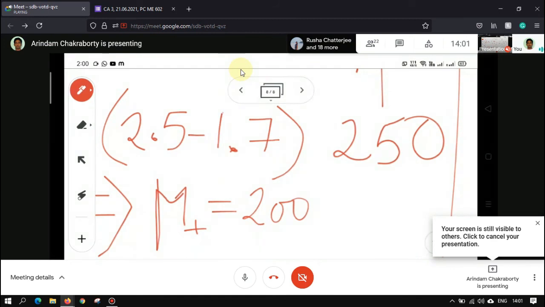Correct. Kilonewton, because it's in kilonewton. Correct, you are all correct. Kilonewton. Now if I consider in newton, it will be much more. Very good. Kilonewton millimeter. Perfect.